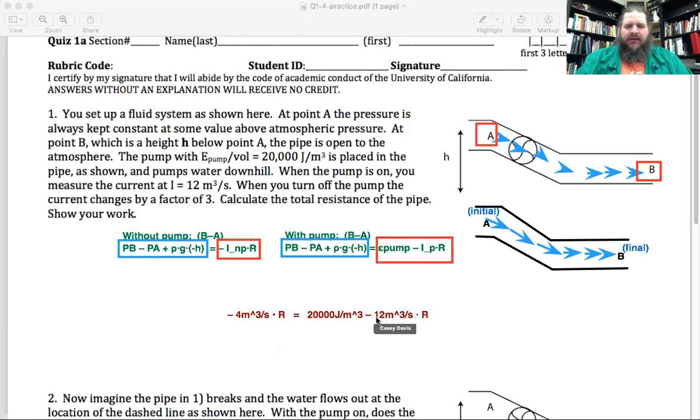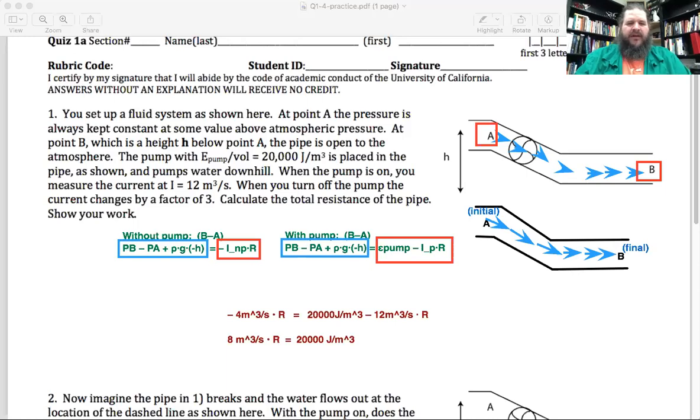And I think that should do it. We now have an equation where R is the only unknown left. So how would you isolate R here? Yeah, algebraically, since we've got R, the variable we're trying to find, on both sides, I would arrange to move all the instances of R to one side. So let's say we add 12R to both sides. 12 plus -4 is going to be 8 cubic meters per second times R equals 20,000 joules per cubic meter.